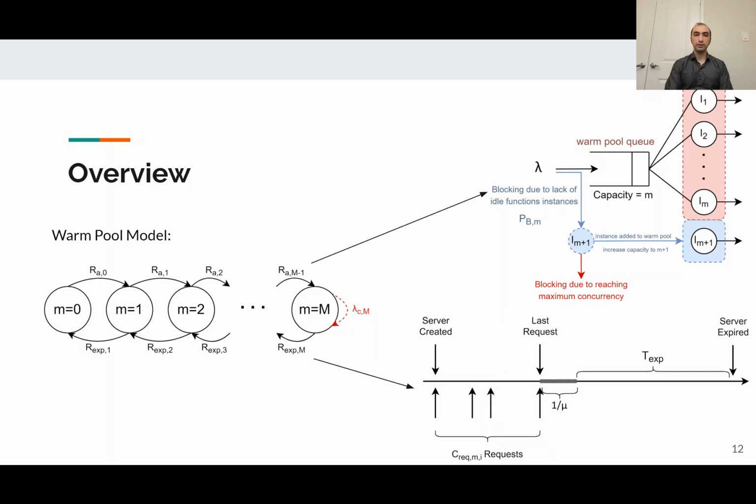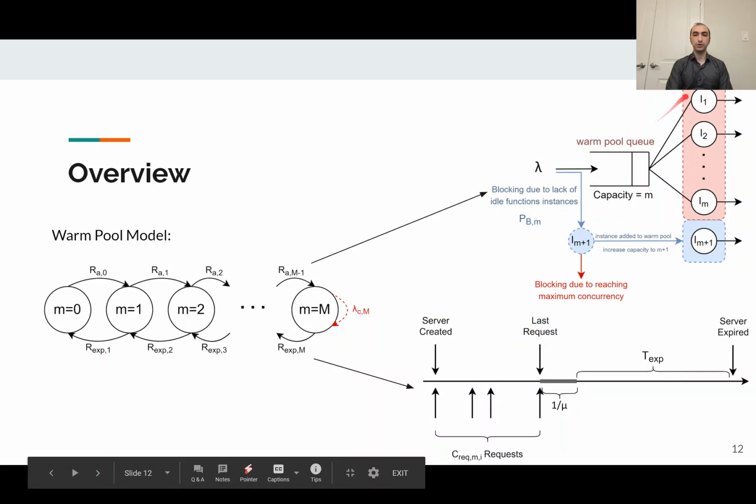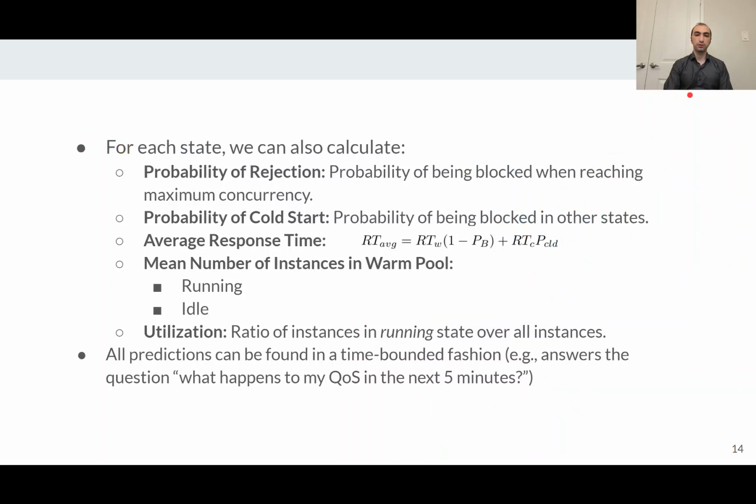So to model such a system, we used a Markov chain, and each state represents the number of function instances that we have in our warm pool. To figure out the rate of adding new instances to that pool, or expiring existing instances and releasing them from the pool, we have to look at those actions and calculate their rates, which you can find in our paper.